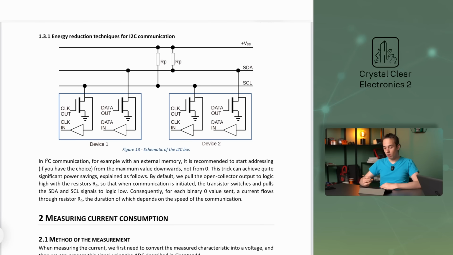In I2C communication, for example with an external memory, it is recommended to start addressing, if you have the choice, from the maximum value downwards, not from 0. This trick can achieve quite significant power savings. Let's see how. By default, the open collector outputs are pulled to logic high with the resistors Rp, so that when communication is initiated, the transistor switches and pulls the SDA and SCL signals to logic low. Consequently, for each binary zero value sent, current flows through resistor Rp, the duration of which depends on the speed of the communication.